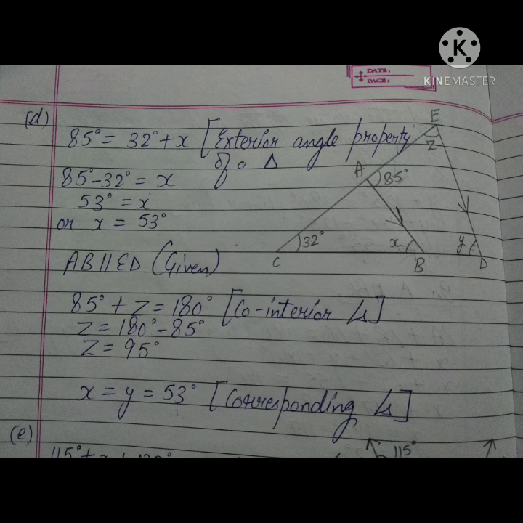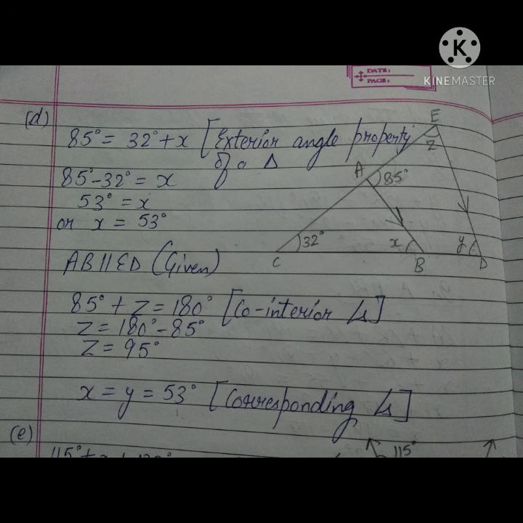In the given figure, you also have to find out the unknown angles. So 85 degree is equal to 32 degree plus x. They are forming the exterior angle property of a triangle. So 85 degree minus 32 degree is equal to x. When you subtract 32 from 85, you will get 53. So x is equal to 53 degree. And one more thing is given to you in the question, that AB is parallel to ED.